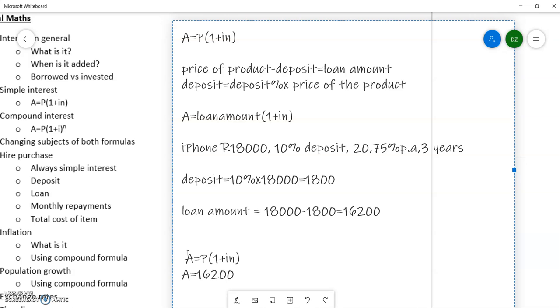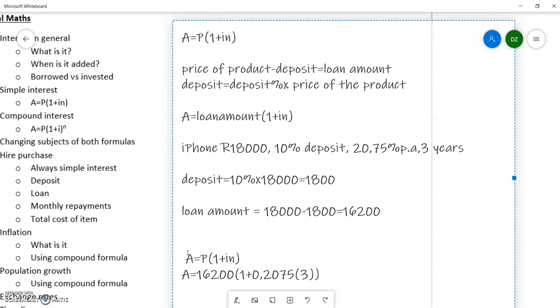I don't want to pay the deposit again. And I have an interest of 20.75%. So in decimal form, that's what it looks like. And I'm doing it over 3 years. Be careful, sometimes they try and trick you and put it in months. So always convert it to years if your interest is in years, okay?